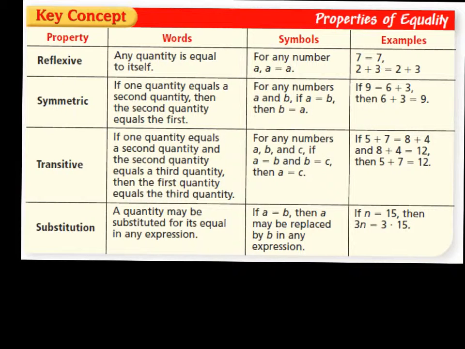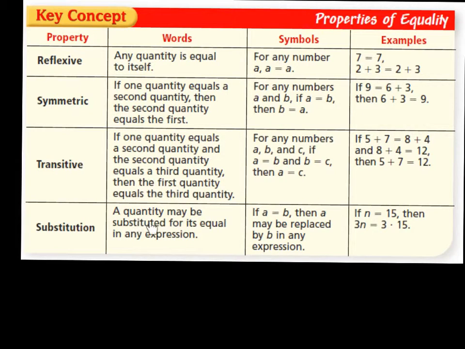Transitive property, we're transitioning from one thing to another. In words, they say if one quantity equals a second quantity and the second quantity equals the third quantity, then the first quantity equals the third. Okay, it makes a little more sense here. If A equals B, and B equals C, then A must equal C. So with numbers, they did 5 plus 7 equals 8 plus 4, okay? Then they moved the 8 plus 4 to the front, so 8 plus 4 equals 12, yeah. So then 5 plus 7 must equal 12.